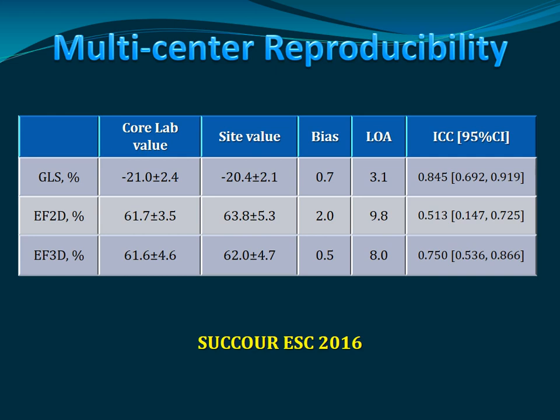So one of the most important aspects of that system is its reproducibility. If we look at EF by 2 dimensions, and if we look at the intraclass coefficients, we see the lowest number for 2D, a larger number, a better match with 3D, and the best one, of course, comes with GLS.